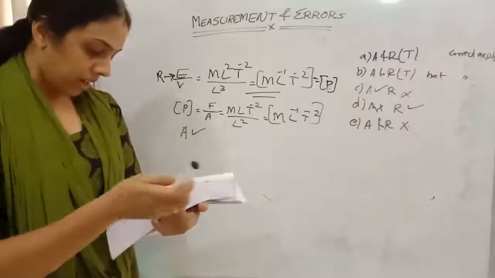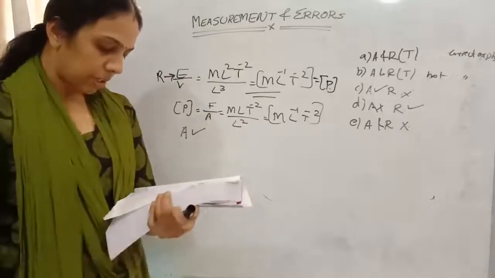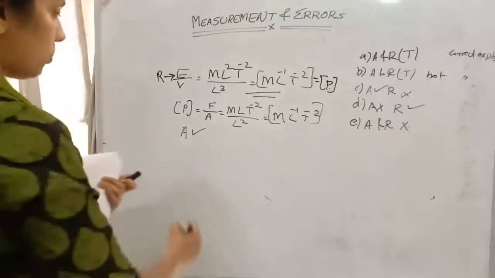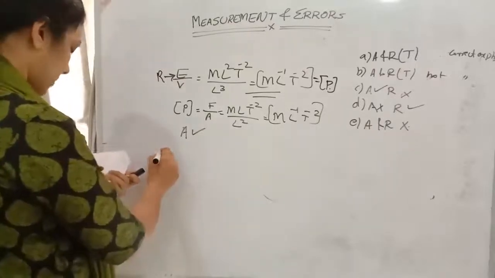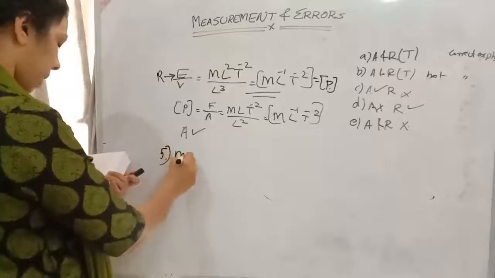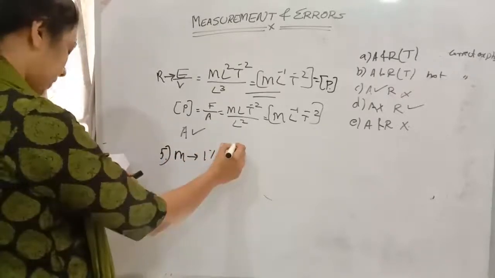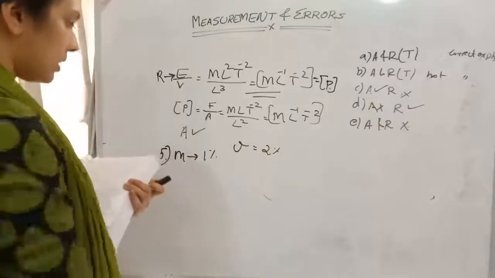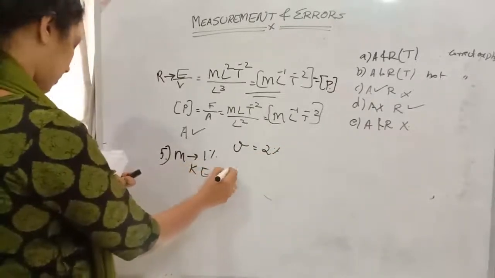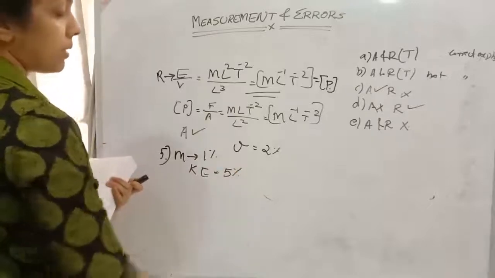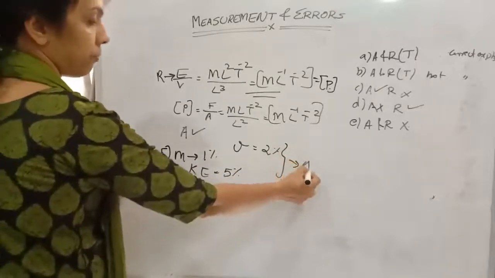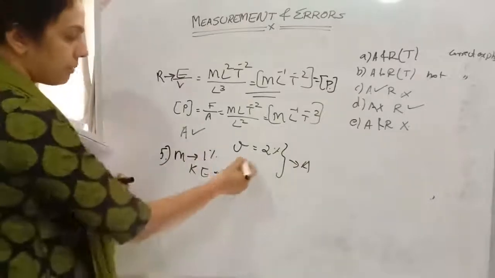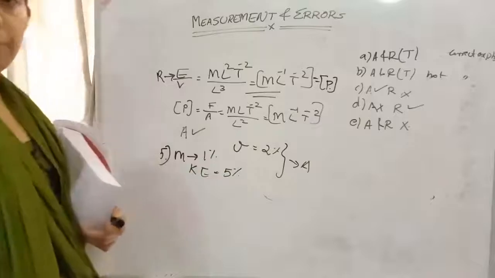Next, the fifth one. When the percentage errors in the measurement of mass and velocity are 1% and 2% respectively. So the next question given here is the fifth question. The percentage error in mass is 1%, the percentage error in velocity is 2%. The kinetic energy percentage error, we will get as 5%. This is given as the assertion. Now the reason. Before that we will check whether the kinetic energy error is 5% or not.